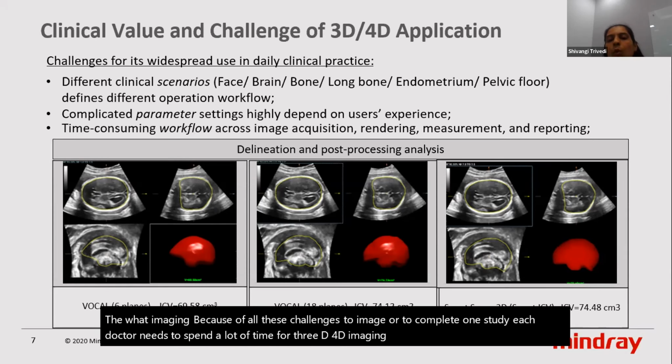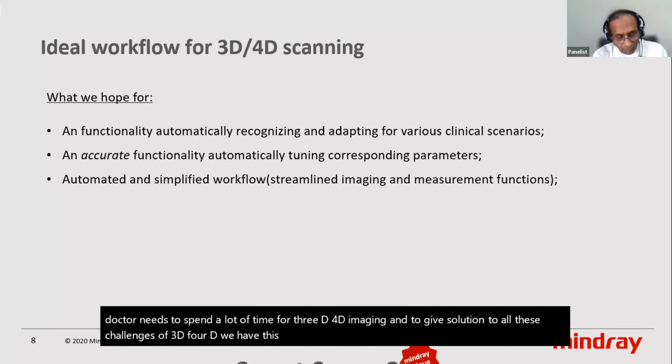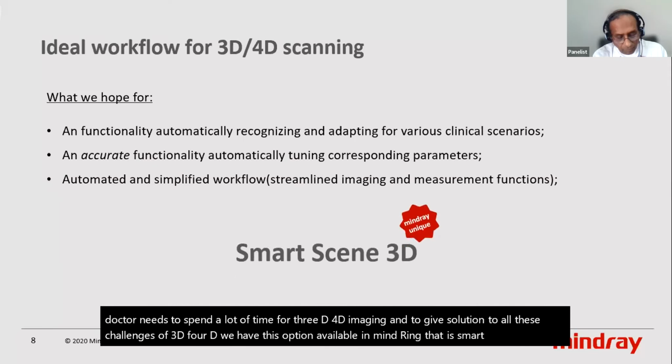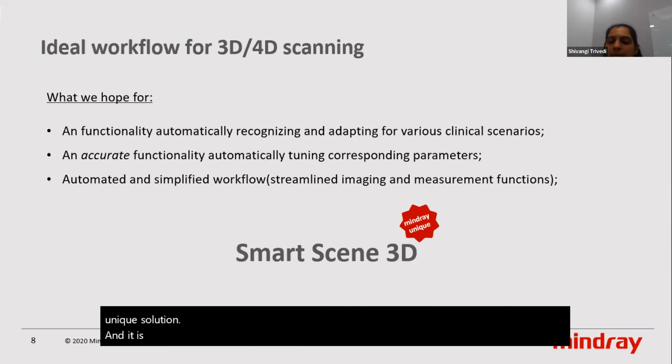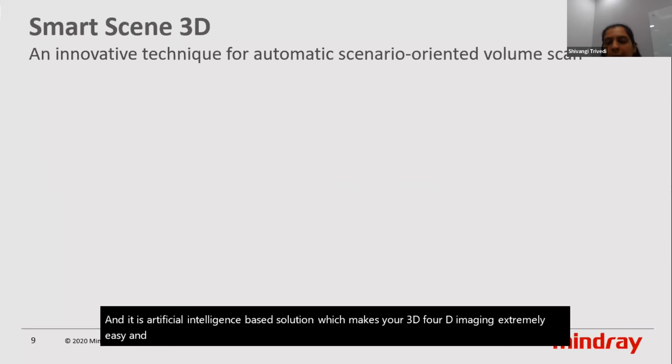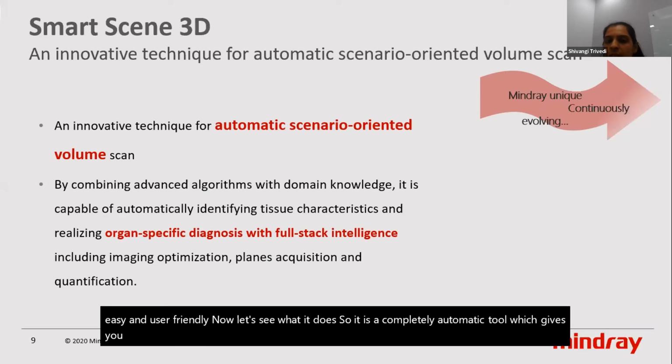To give a solution to all these challenges of 3D 4D, we have this option, Smart Scene 3D. It is a very unique, artificial intelligence based solution which makes your 3D 4D imaging extremely easy and user friendly. Now let's see what it does. It is a completely automated tool which gives you volume scan images on a scenario based solution. So it gives you a solution based on organ specific imaging.